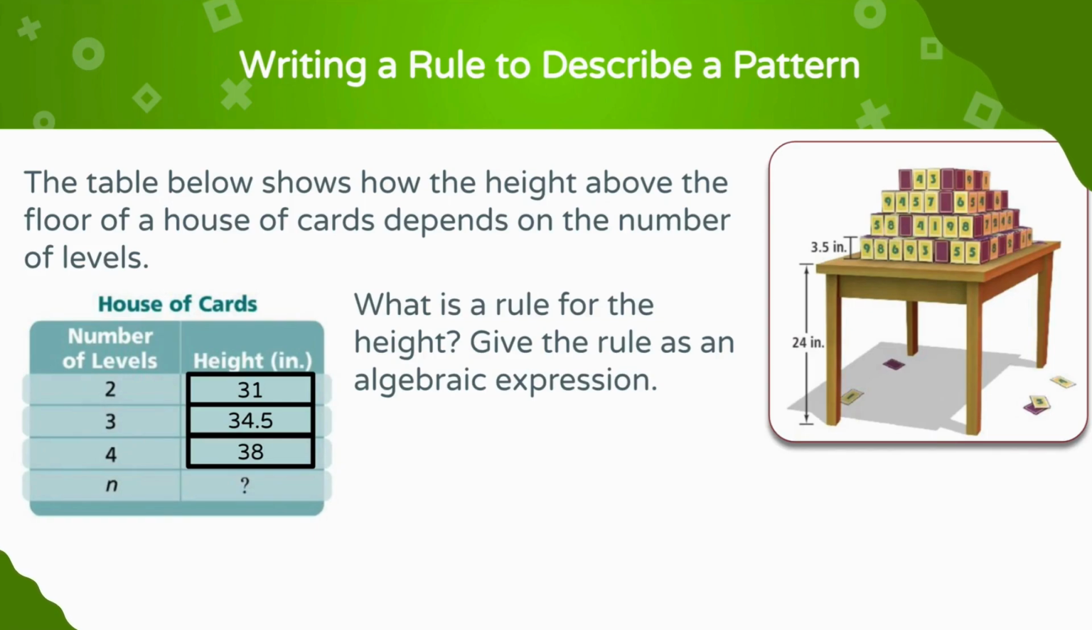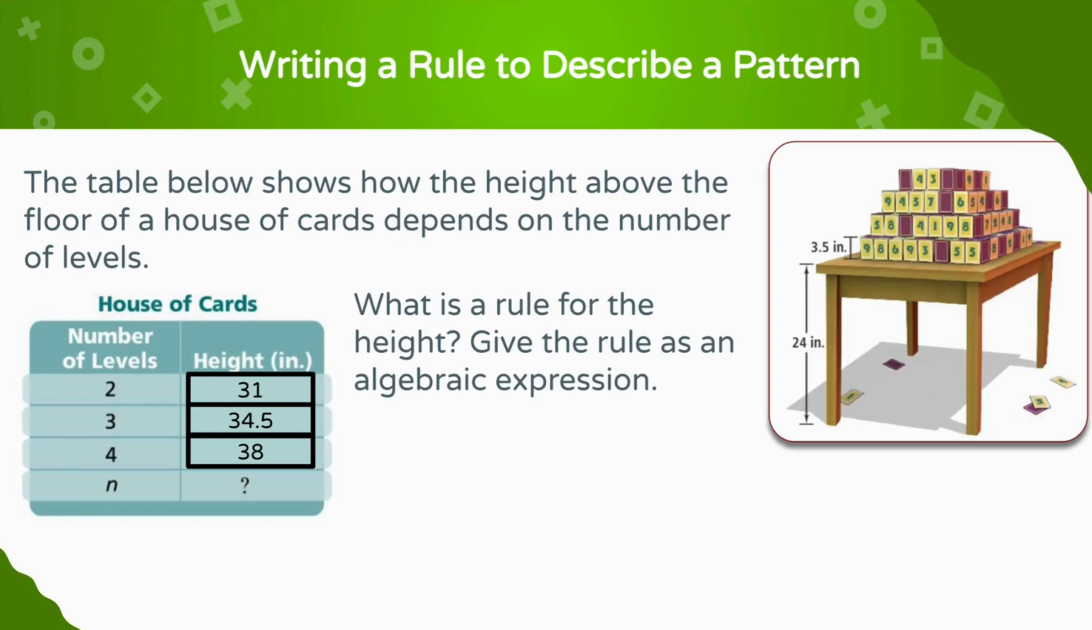So, there's a picture of a table, and on that table there is a house of cards, and the height of the house of cards is obviously dependent on two things. The height of the table, which is a constant quantity at 24 inches, and then the height of the house of cards is dependent on the number of layers. If you look at the picture, you can see that each layer is labeled to have 3.5 inches of height. So every new layer, the card house will get 3.5 inches taller.